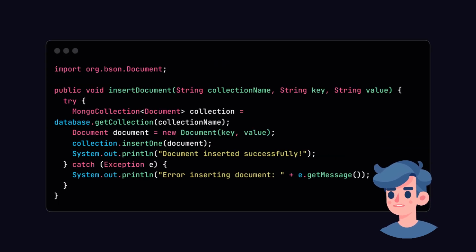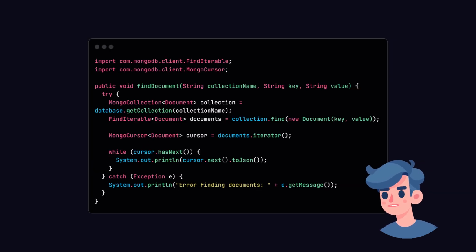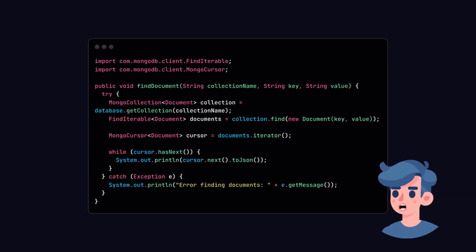Next, let's look at how to perform CRUD operations. We will start with the create operation, which involves inserting documents into our MongoDB collection. We will create a method called insertDocument. Moving on to the read operation, we will implement a method to find documents in the collection. For this, we will create a findDocument method which retrieves documents based on a specified key-value pair.